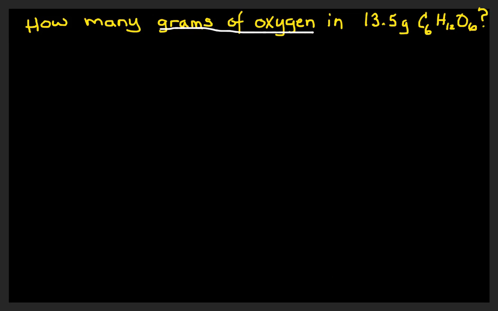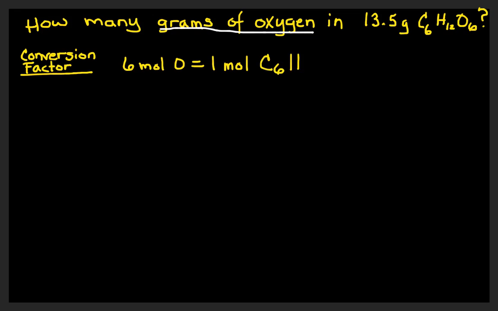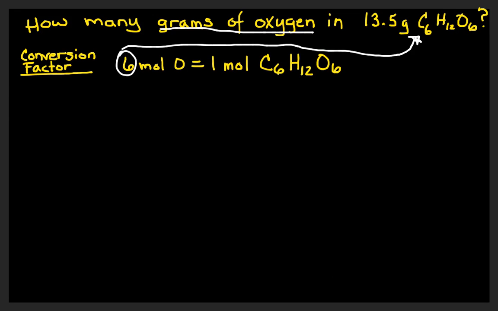This is an example also that's in your textbook. One of the conversion factors I do know is the relationship between the moles of oxygen to the moles of glucose. I know that there's 6 moles, because there's a C6 to every 1 mole of this compound, C6H12O6. So I can write down this conversion factor.